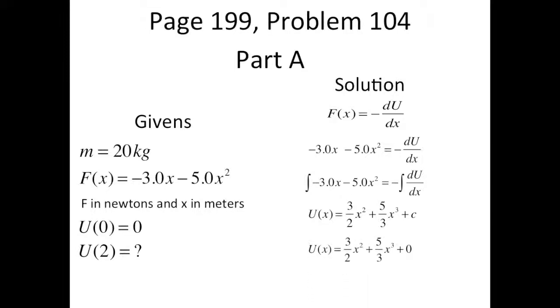So we know that C is equal to 0, and so then we just plug in 2 for x and solve for the potential energy, and we get an answer of 19 joules. Now we start by reading the question for part B. If the object has a velocity of 4 meters per second in the negative direction of the x-axis when it is at x equals 5 meters, what is its speed when it passes through the origin?